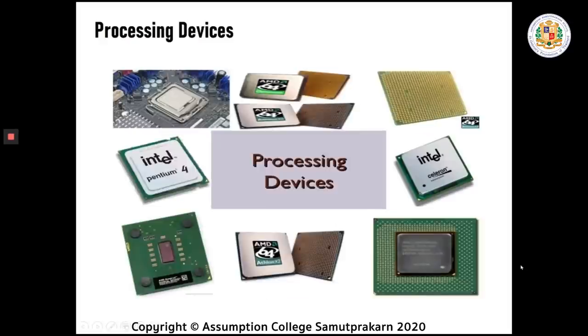And the next, input processing devices. Okay, there's only one processing device, which is called the what? The processor. Okay, this processor is small chips inside your CPU. So this is the processing device. It depends on its specification, so there are different kinds of models of processing device. Okay, the more expensive the processor, the faster the speed is. Good.